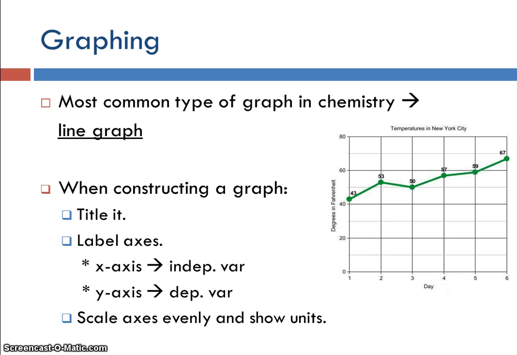Whenever you construct your graph, it's important that you have it labeled correctly. So make sure that you have a title on the top that shows you what the graph is showing. For example, in the picture on the slide, it says temperatures in New York City. That tells scientists what they're looking at.